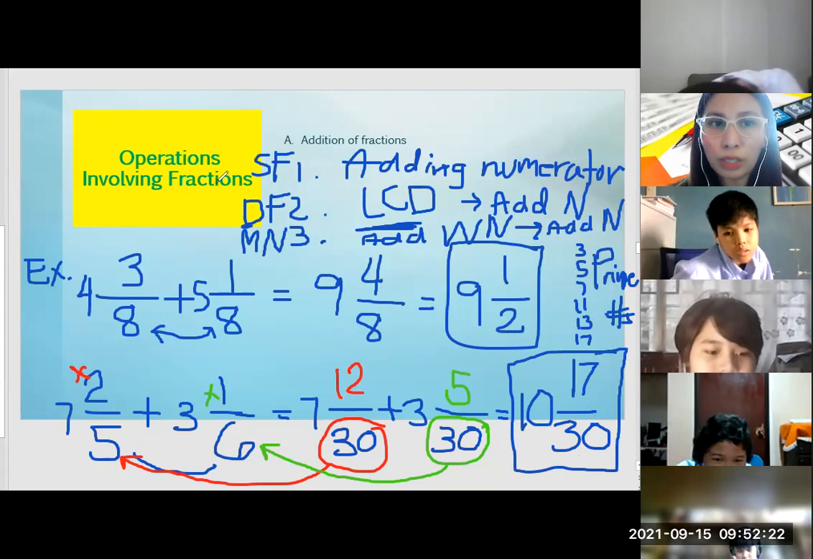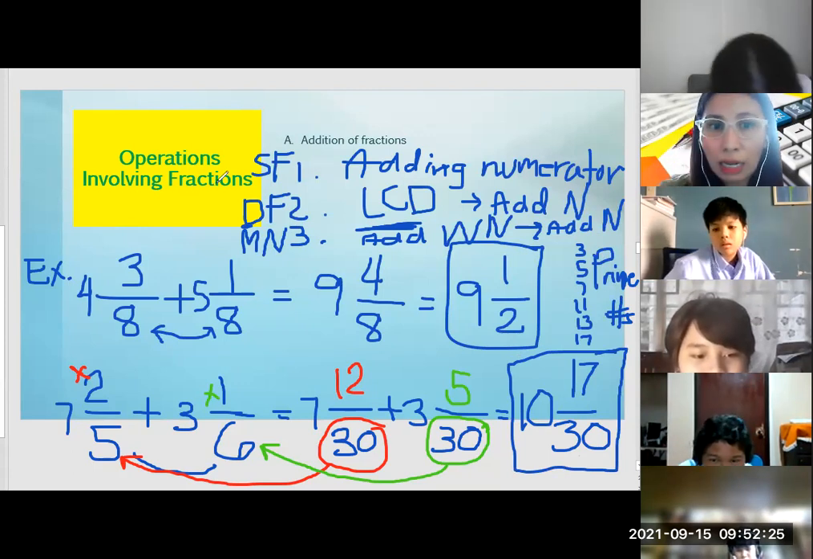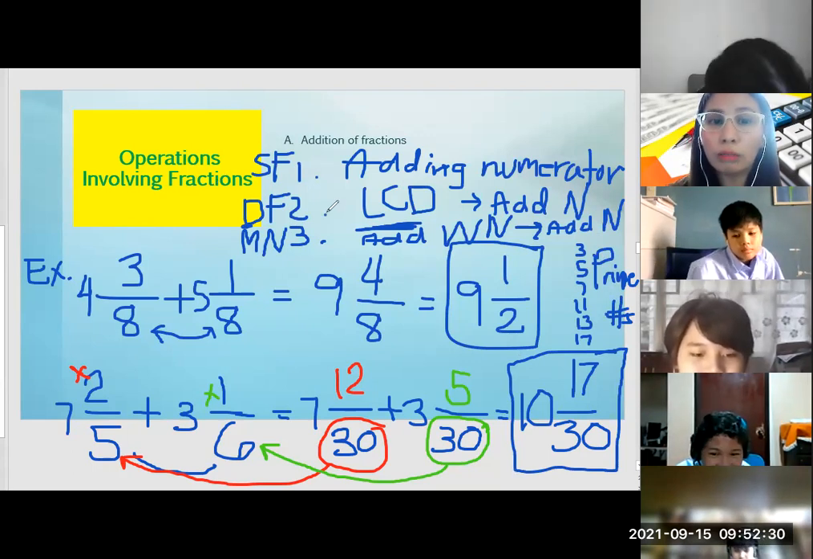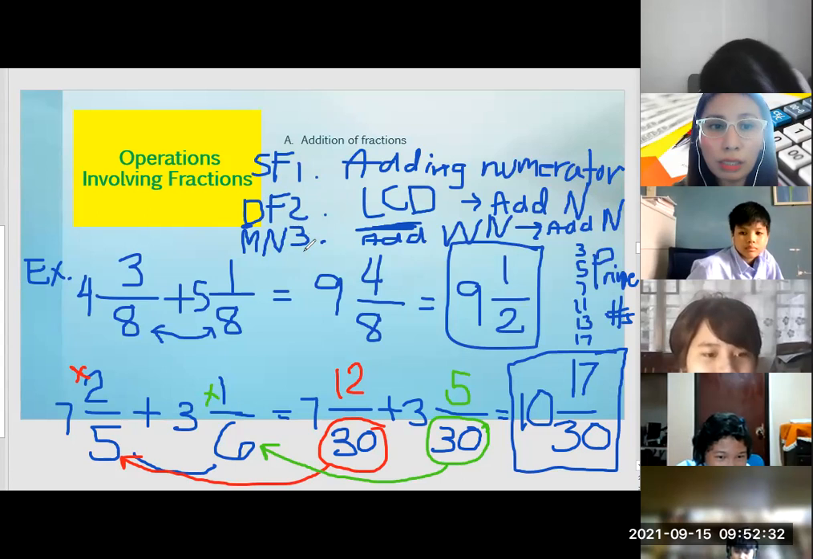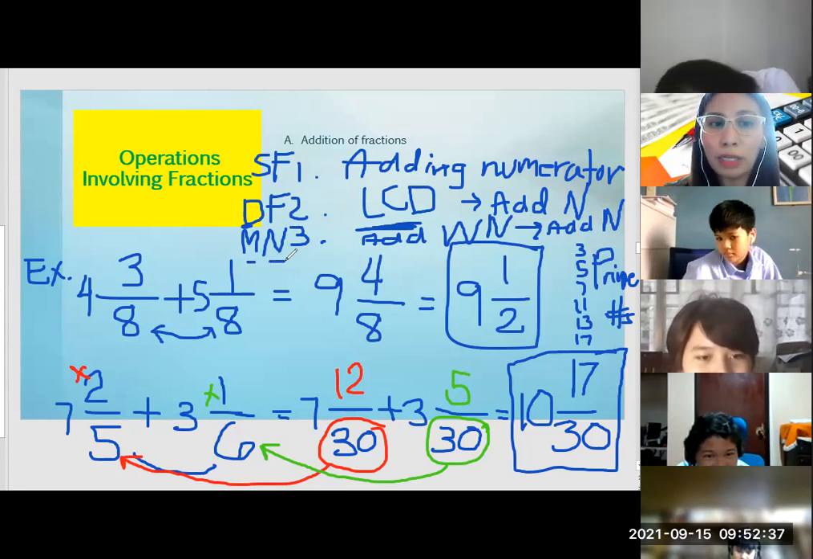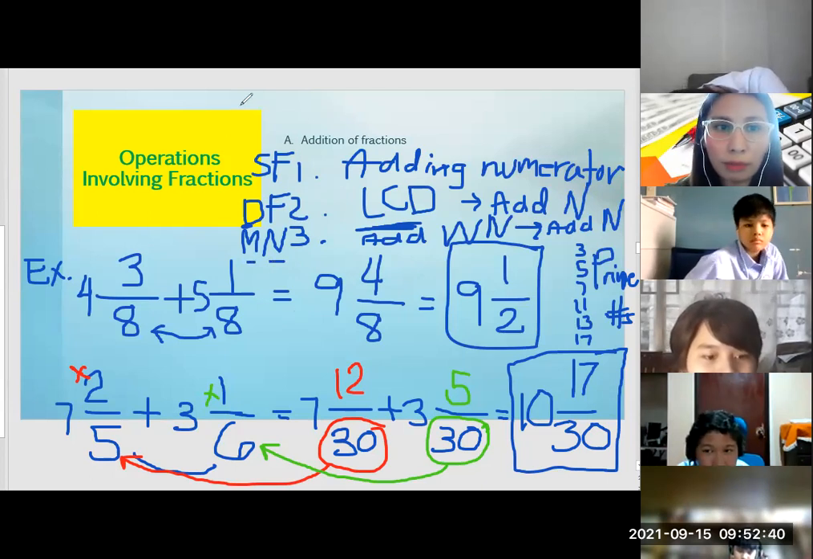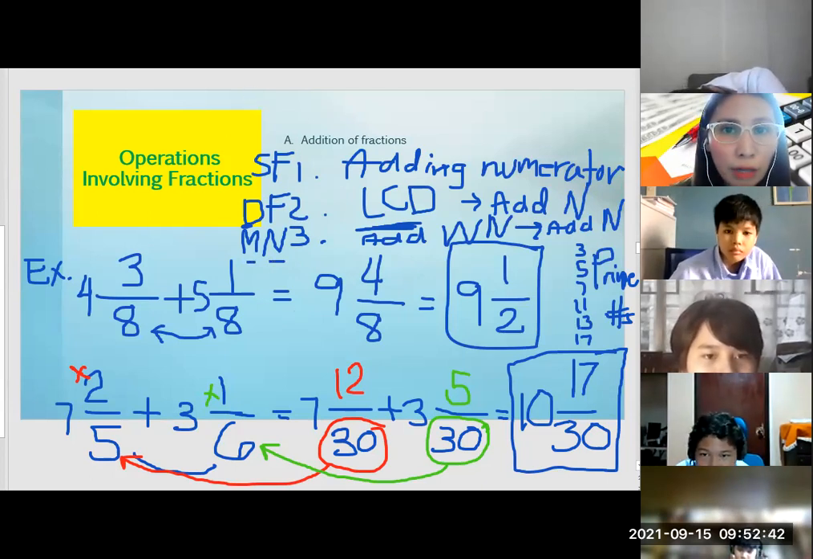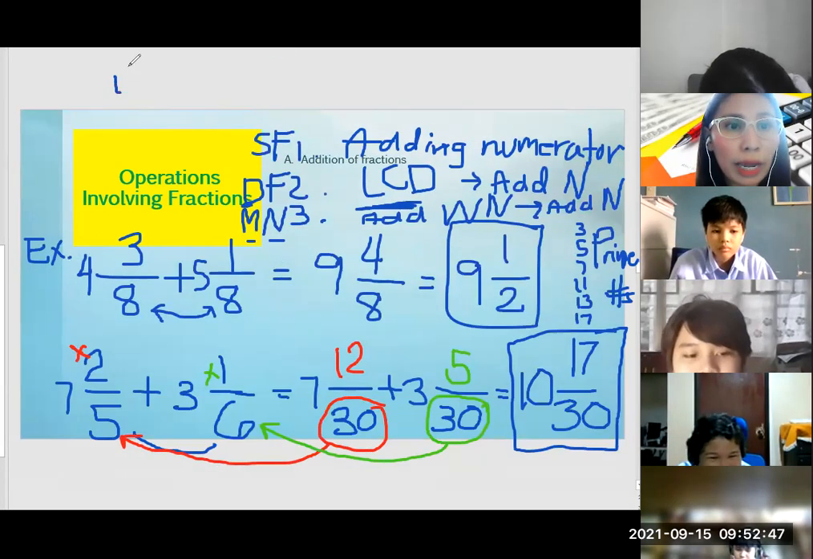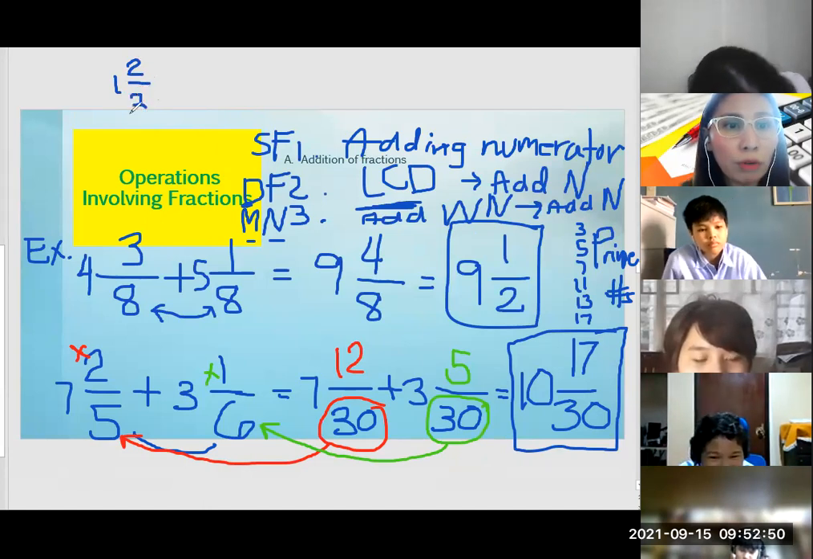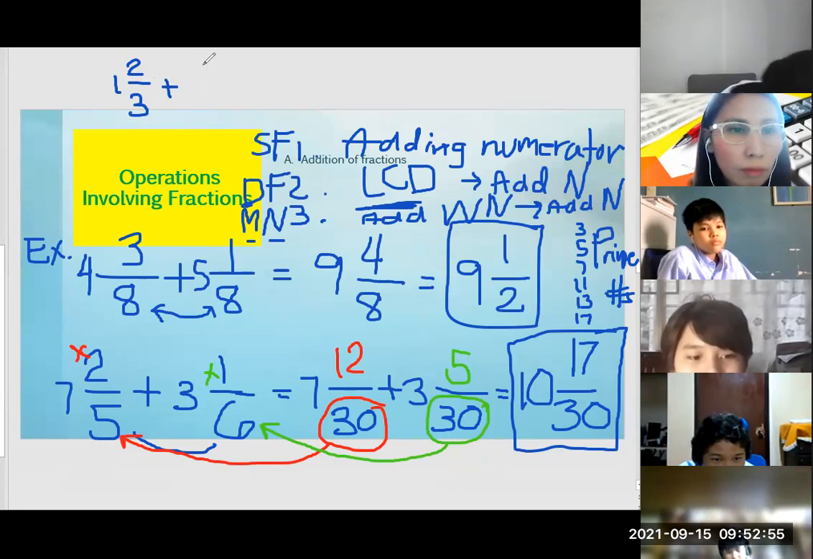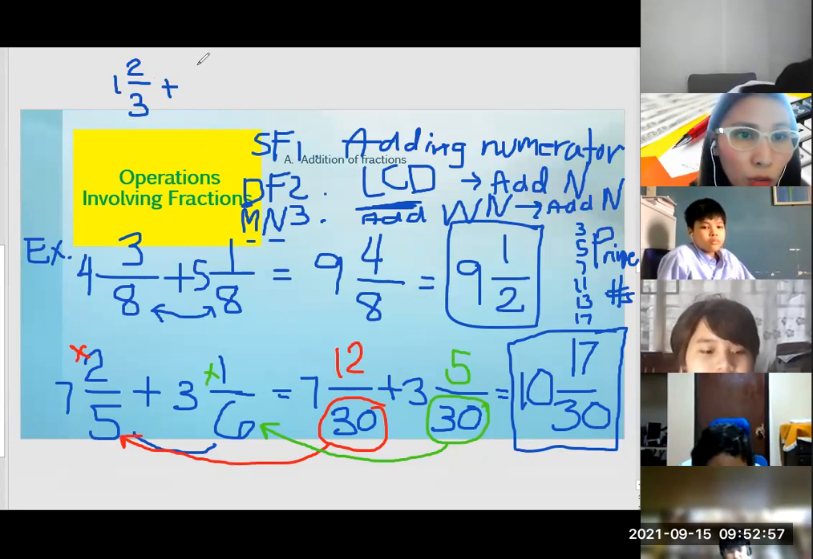Do you have questions on adding similar or dissimilar fractions? Same with mixed numbers. Same lang din if isa lang ang mixed number sa given. Let's have 1 and 2/3, for example, and then plus 2/3. Ayan.